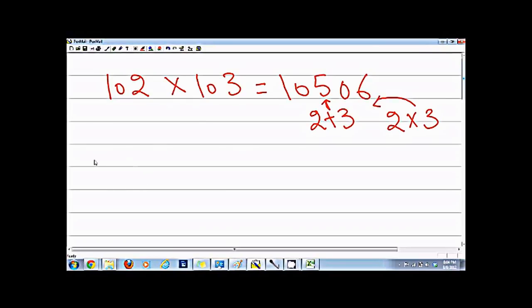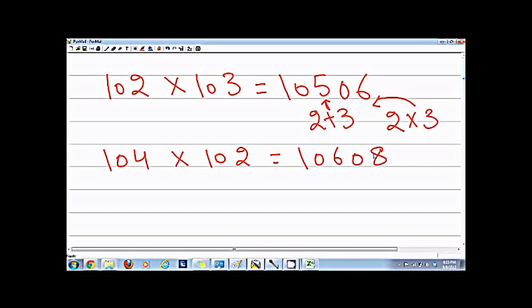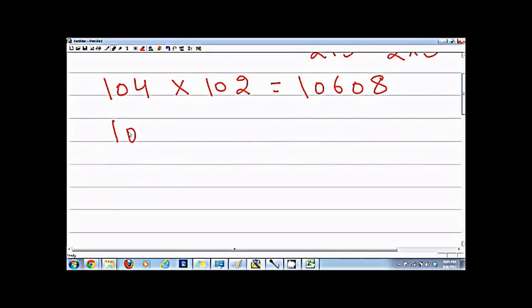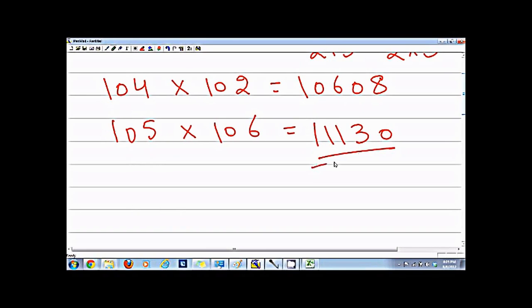So for example, again, if we take 104 and 102, then the answer will be 1, 4 plus 2 is 6, and 4 into 2 is 8, so the answer is 10608. Again, if we have 105 and I want to multiply by 106, then the answer will be 1, 5 plus 6 is 11, and 5 into 6 is 30, so 11130. So this is a quick way you can multiply numbers which are close to 100.